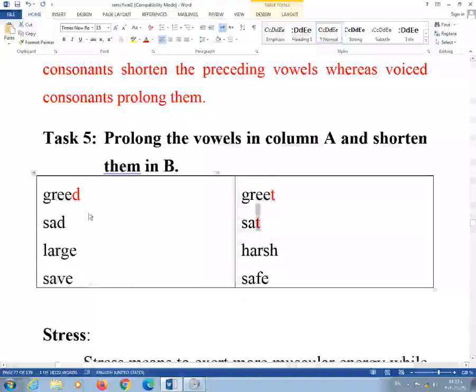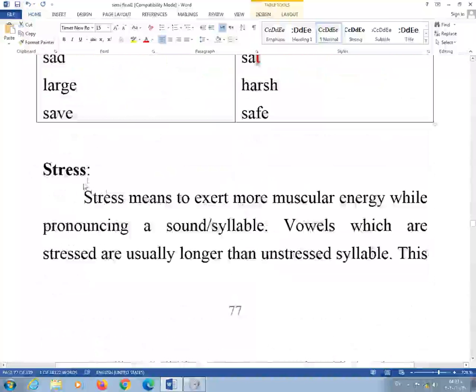Again, great, great. Sad, could you repeat after me? Sad, sad. Large, hotch. Save, safe. Prolong this and shorten this. So this is the first factor that influences the length of the vowel. What other factors? Stress. Yeah.